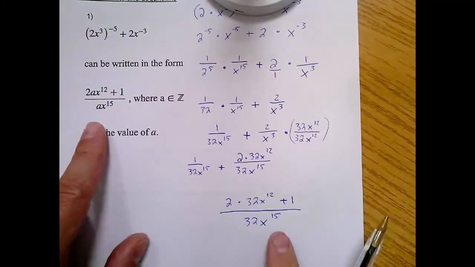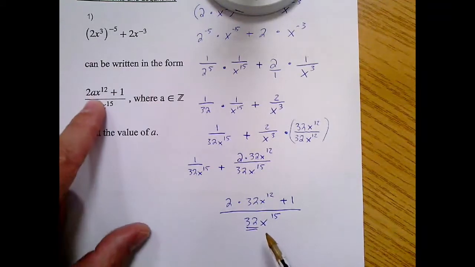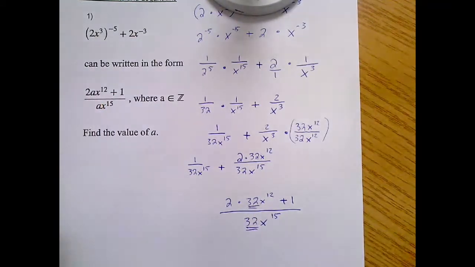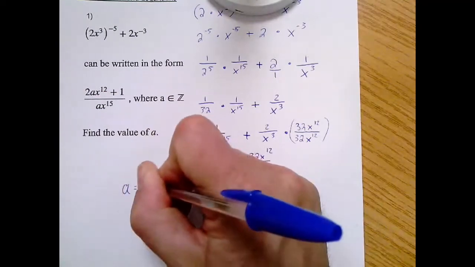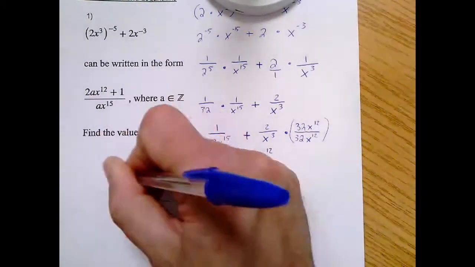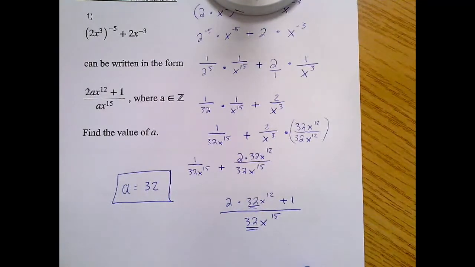Okay, now you can look, and you can see here they're looking for the a here. That's 32, and the a up here is also 32. So you can see straight away that the answer is a is 32. And we did it. Good job. Let's keep on moving to question number 2.